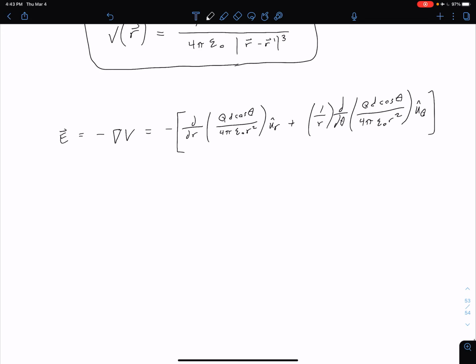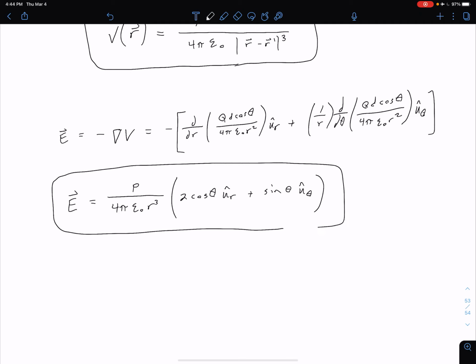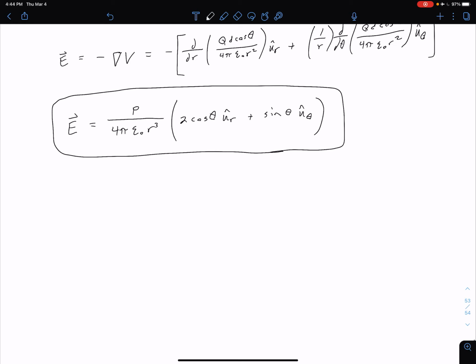So if we evaluate that, we end up finding that our electric field is equal to p, which is just the magnitude of our dipole moment, divided by 4 pi epsilon naught r cubed times the quantity 2 cosine theta in our r direction, plus sine theta in our theta direction. And so this is the expression for the electric field due to an electric dipole. Again, note that theta is going to be the angle between the dipole axis and the position vector.